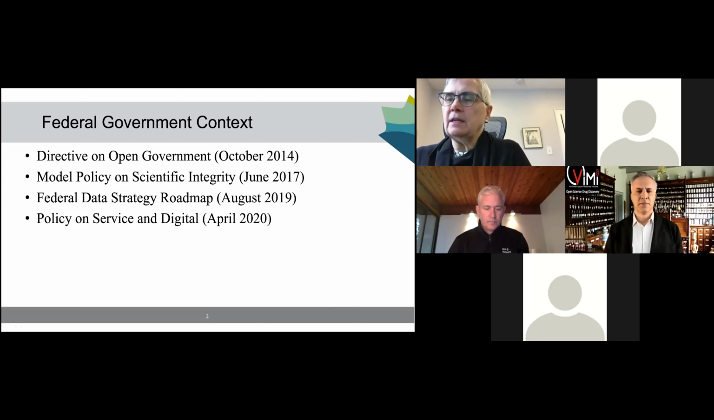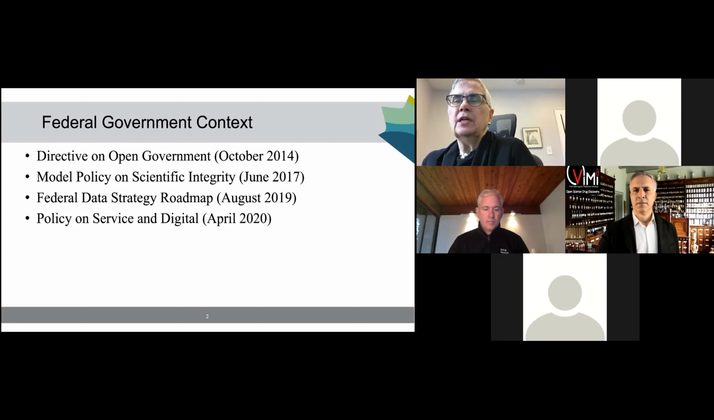And this was with the idea of transparency and making sure that people in Canada would have access to government record and information. It was in 2017 that there was a model policy that was developed on scientific integrity, which covers all of the researchers within the federal government family. At the same time, there was work being developed in terms of looking at information and data strategies. So in August of 2019, the Federal Data Strategy Roadmap came out.